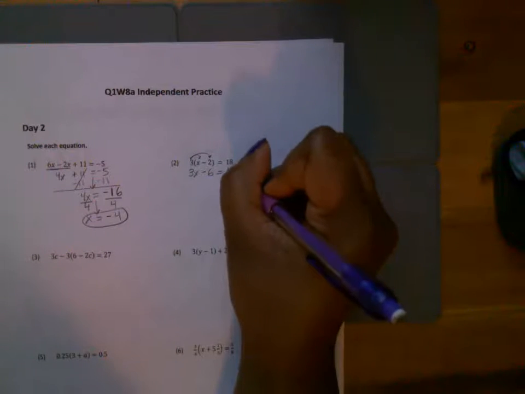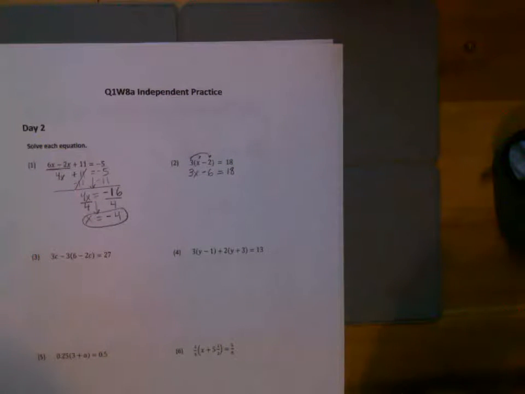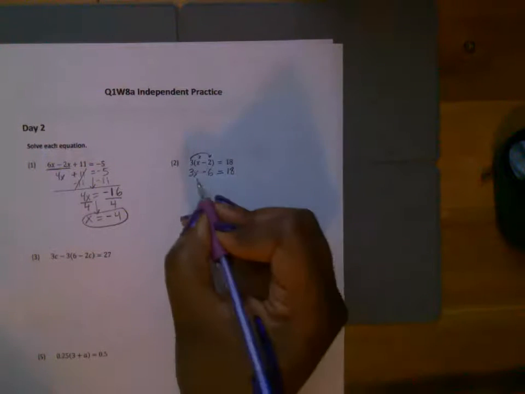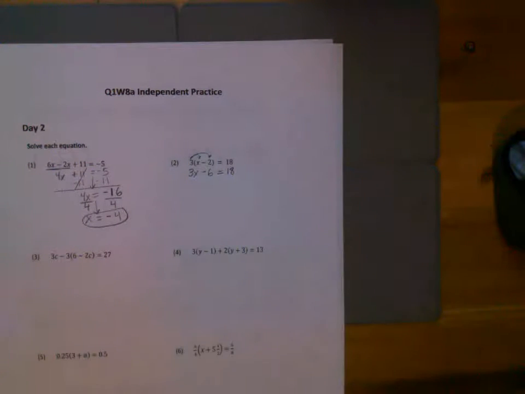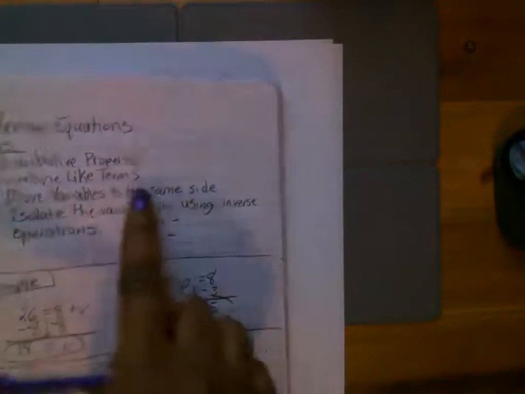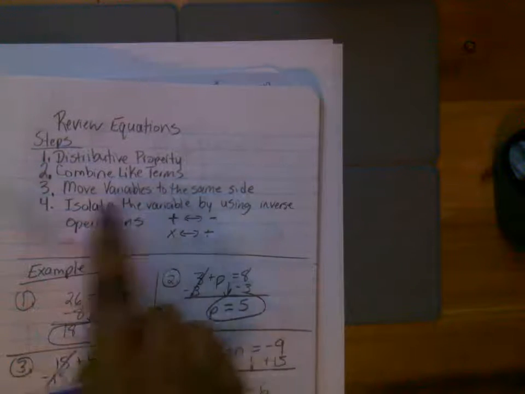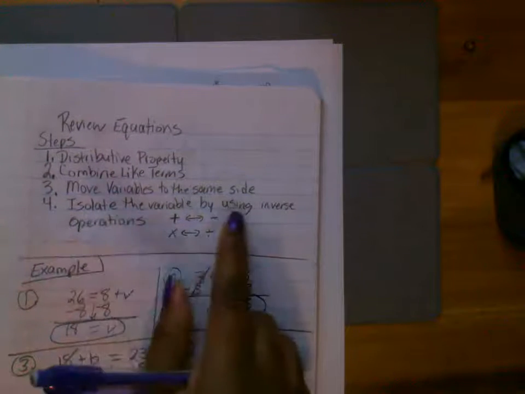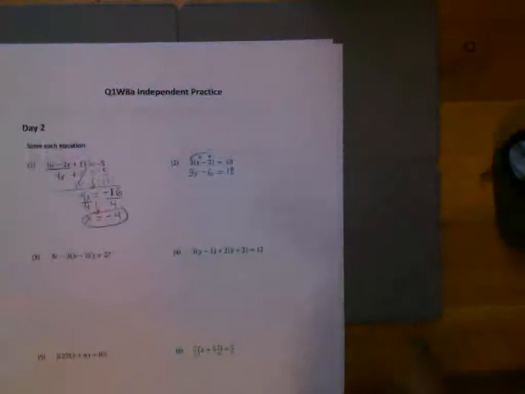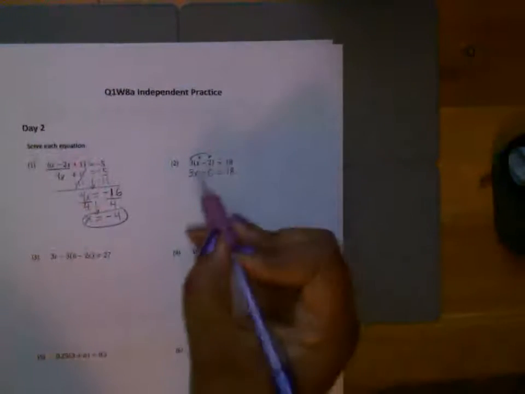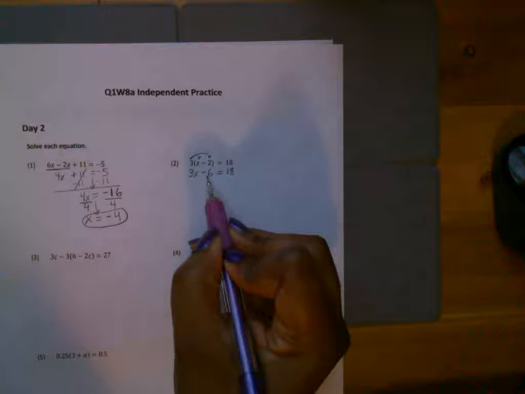Bring down the equal sign and bring down the 18. Okay, so my next step. I need to get x by itself because I don't have variables on both sides. See, look, no combining like terms because we don't have any terms to combine. And then we don't have variables on both sides. So now we're here at number 4 where it says isolate the variable by using inverse operations. So we got to get x by itself. That means we need to get rid of the 3 and the minus 6.